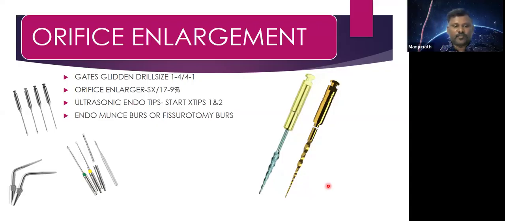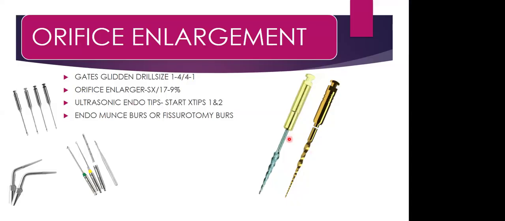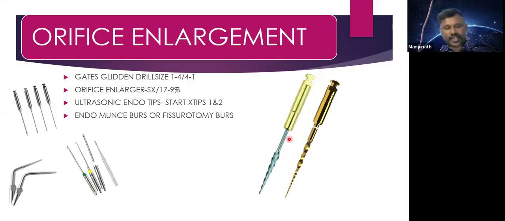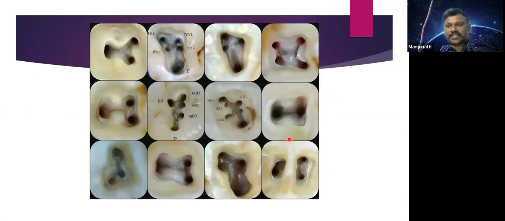At the same time, if possible, try to use ultrasonic tips to refine your access cavity, or use Gates Glidden tool to refine the access region. So other certain special burrs also available, Endo-Z burr and fissurotomy burrs also irukku. But basically, you need to have a good orifice enlargement with your orifice enlarger. So your access cavity should be like this. Then only you can approach your apical terminus without any hindrance.